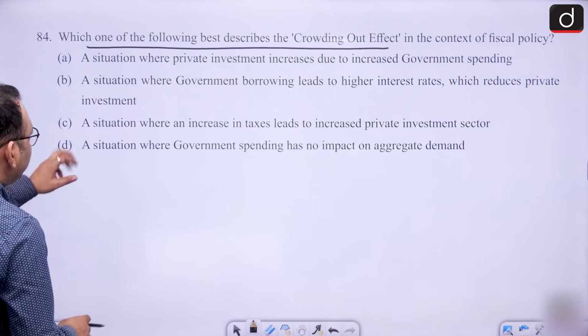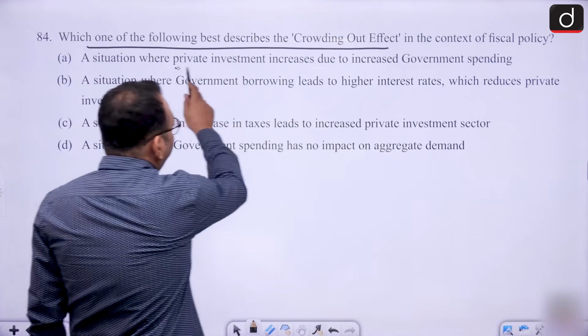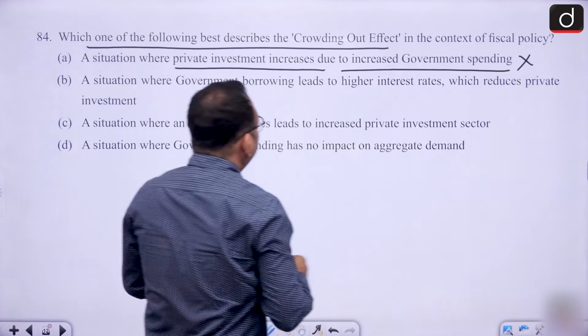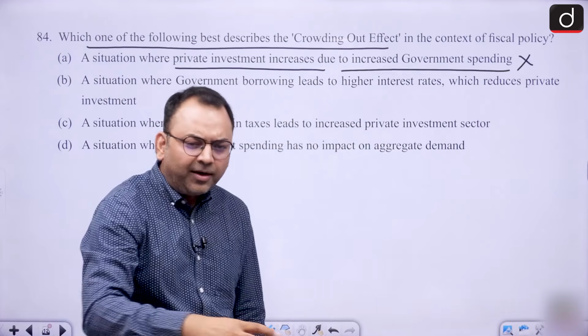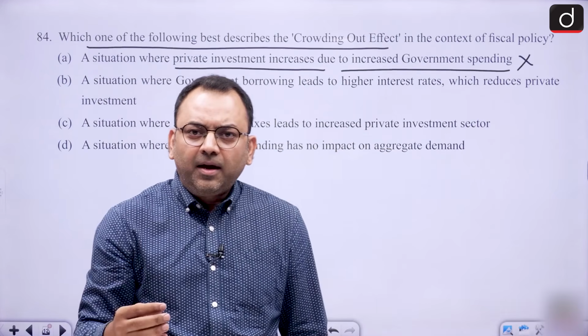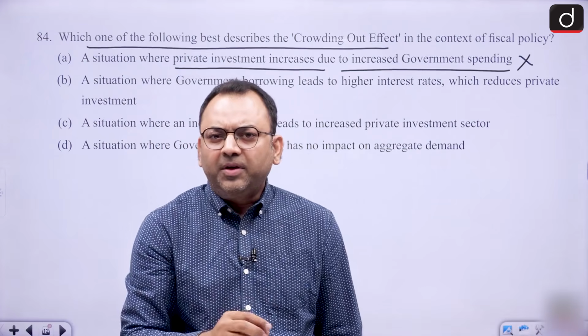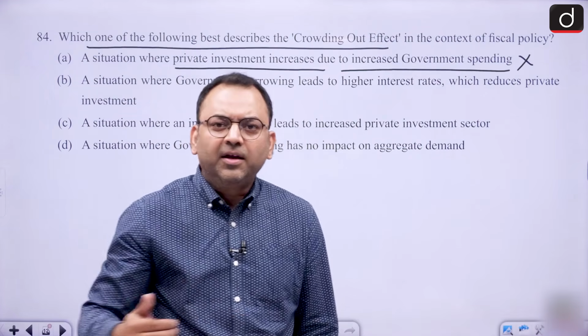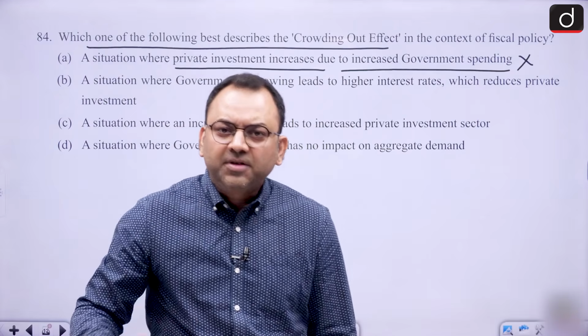The first statement is a situation where private investment increases. No friends, private investment decreases, because the government has taken a lot of money and the amount left in the economy is very little for the private sector. So the private sector cannot make investments because the government has taken a lot of money for itself.